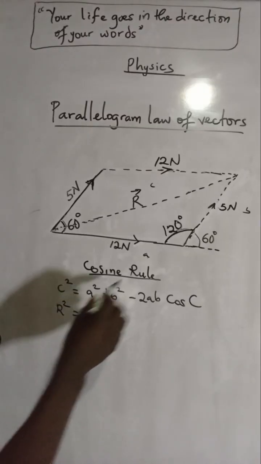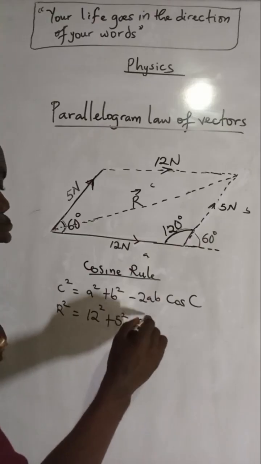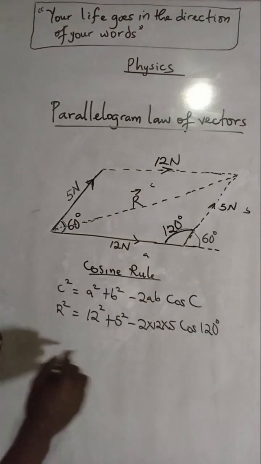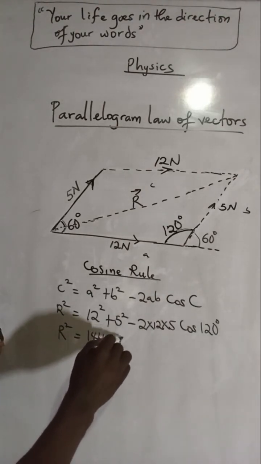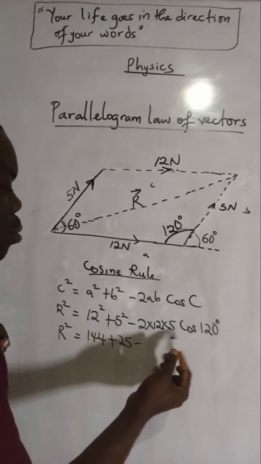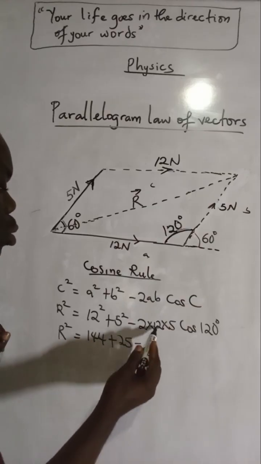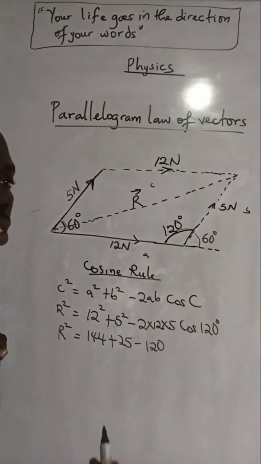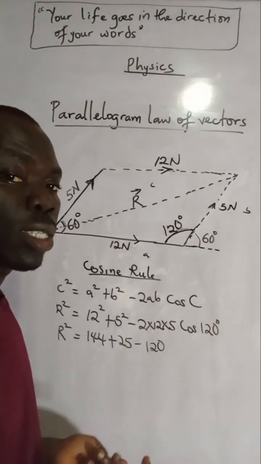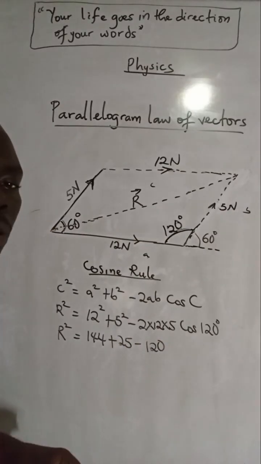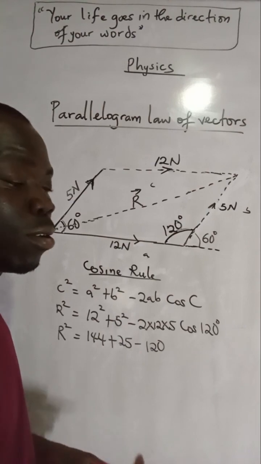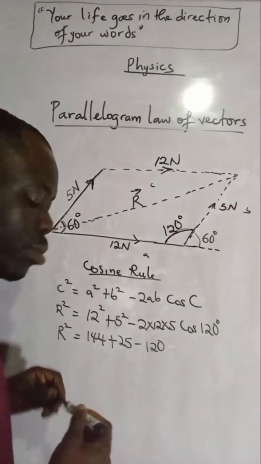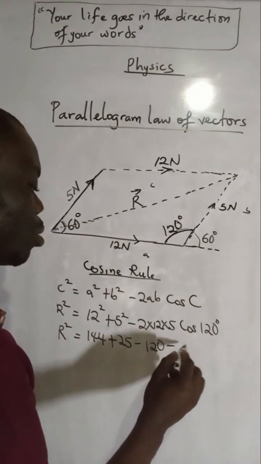So we have R squared equals 12 squared plus 5 squared minus 2 multiplied by 12 multiplied by 5 cos 120 degrees. So R squared equals 144 plus 25 minus, if you multiply all this, this is 24, this is 60, that's 120, then cos 120 degrees. Cos 120 degrees has the same value as cos 60, but because it falls within the second quadrant of trigonometric quadrants, it becomes negative. So this will be minus 0.5.